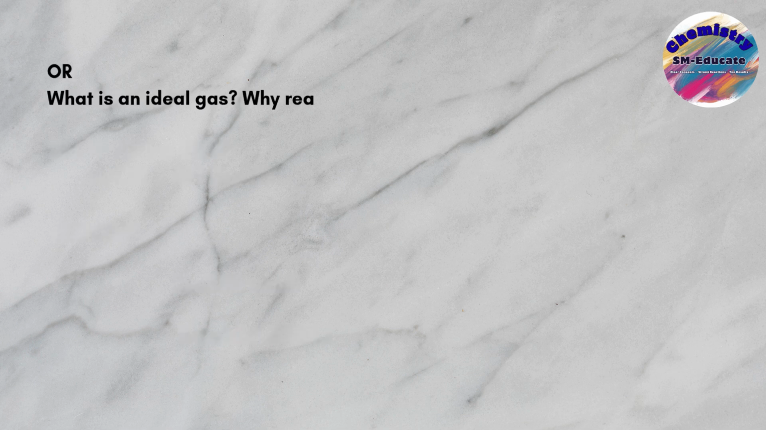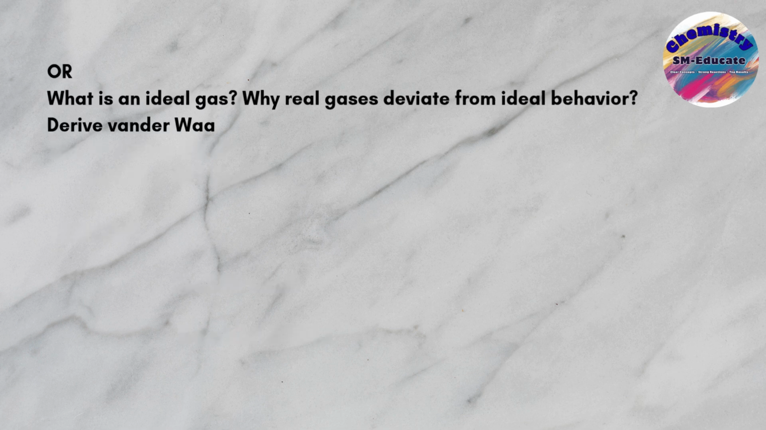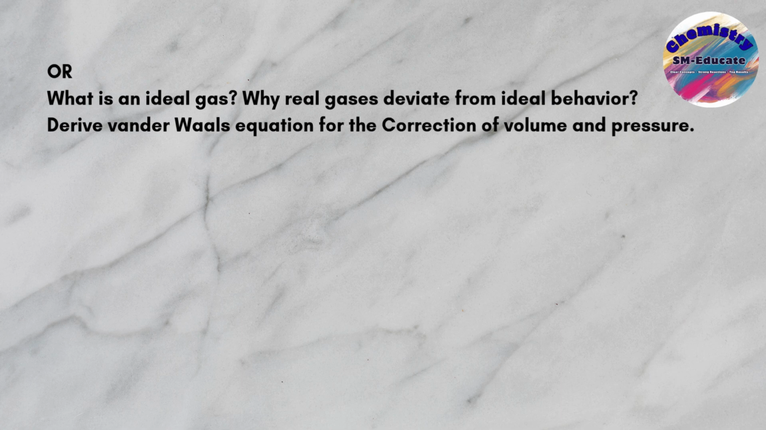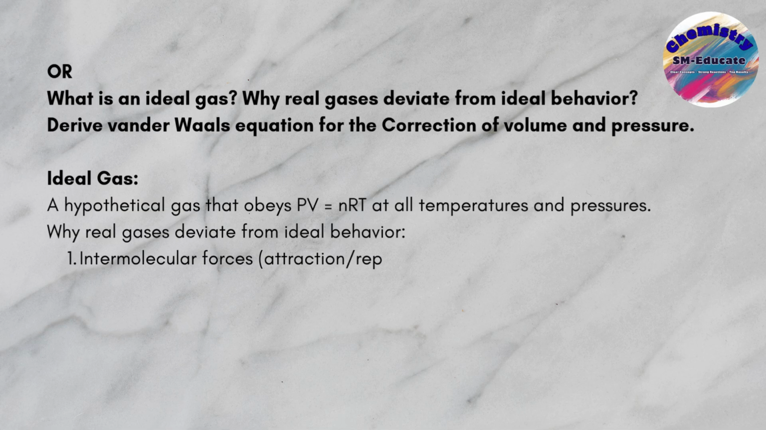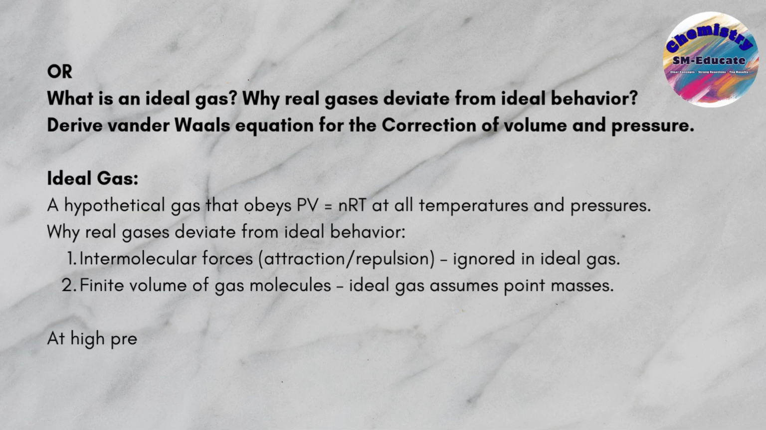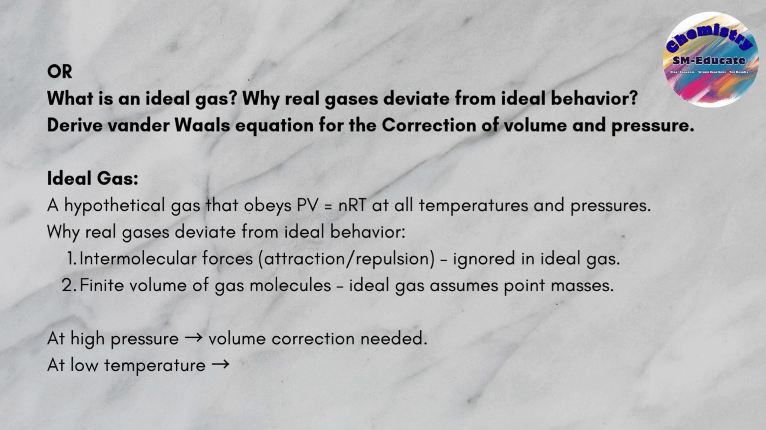Ideal gas: a hypothetical gas that obeys PV equals nRT at all temperatures and pressures. Why real gases deviate from ideal behavior: intermolecular forces of attraction and repulsion are ignored, and the finite volume of gas molecules is ignored. An ideal gas assumes point masses. At high pressure, a volume correction is needed. At low temperature, attraction forces dominate.